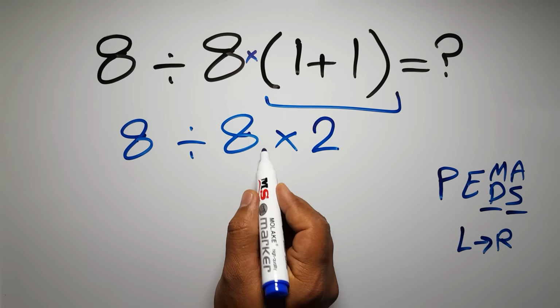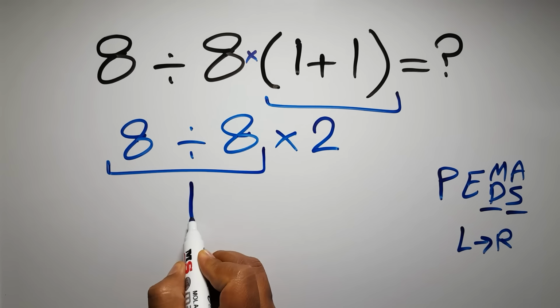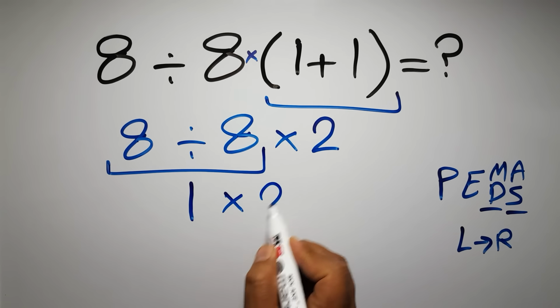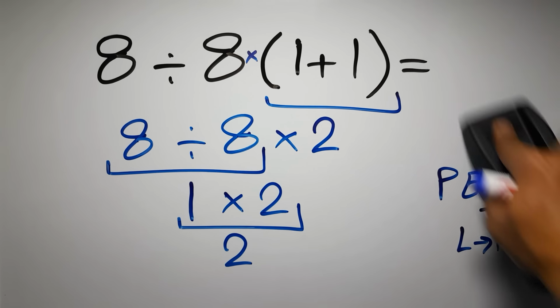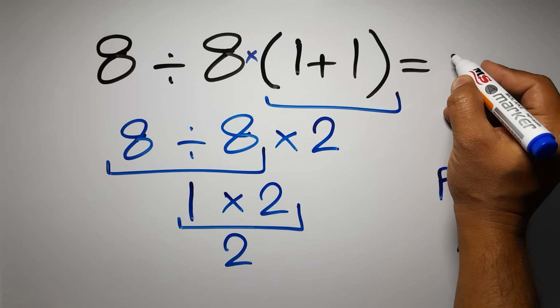8 divided by 8 is just 1. So 1 times 2, which equals 2. And this is our final answer to this problem. The correct answer is 2.